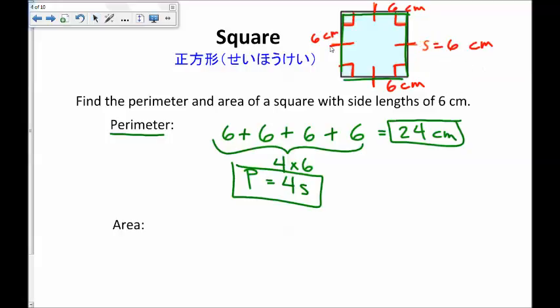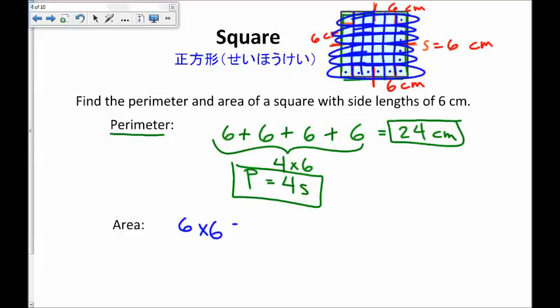Next, the area. If I cut this into squares, then I have 1, 2, 3, 4, 5, 6 squares on this side, and 1, 2, 3, 4, 5, 6 squares on this side. I have 6 groups of 6 squares. So the area is 6 times 6, which is 36 centimeters squared. I'm measuring in square centimeters.